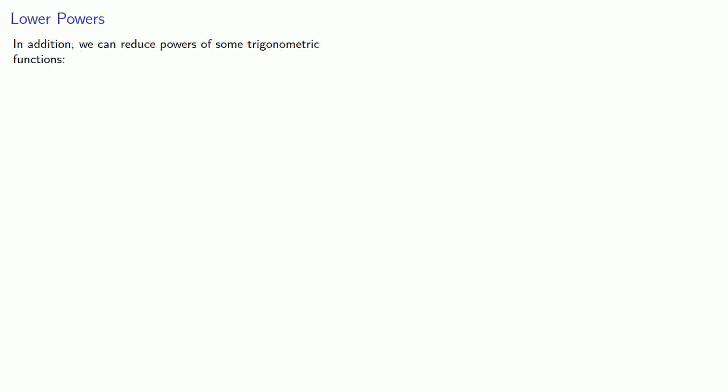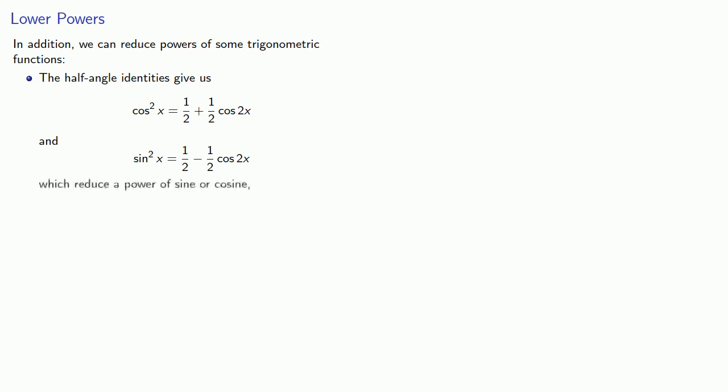In addition, we can reduce powers of some trigonometric functions. So the half-angle identities give us cosine squared x equals 1 half plus 1 half cosine 2x, and sine squared x is 1 half minus 1 half cosine 2x, which reduce a power of sine or cosine. And integration itself gives us the integral of secant squared is equal to tangent, which reduces the integral of a power of secant.